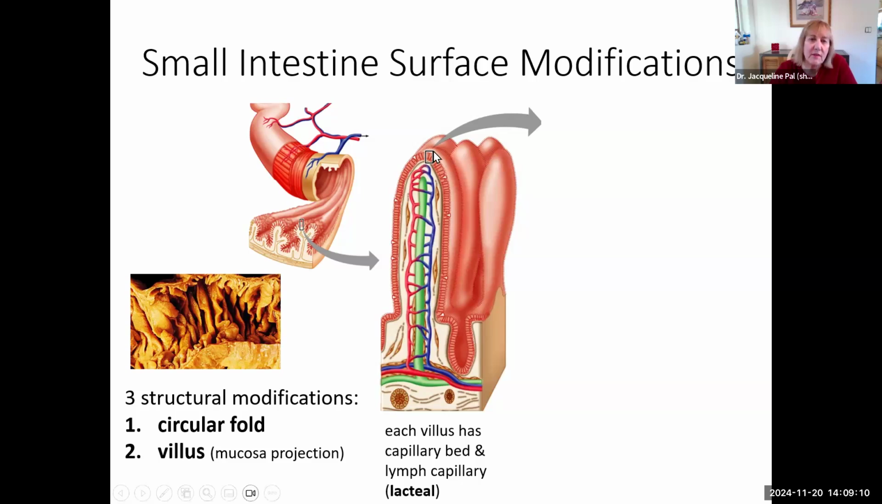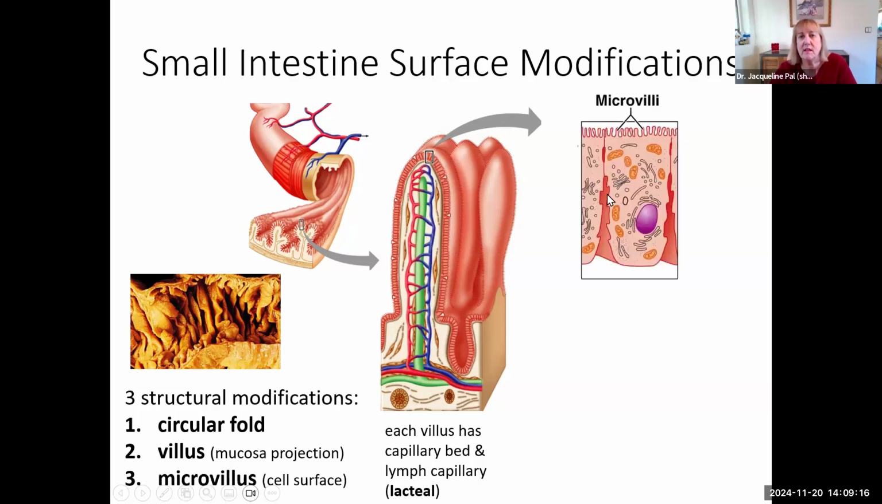To see the third modification, we actually need to take a look at an epithelial cell itself. Let's look at one of those columnar cells, and we have a modification we've talked about many times before, and that is microvilli. When we learned about microvilli on the cell surface, we talked about how they're there when cells are going to be either absorbing or secreting. Well, that's exactly what these cells are going to be doing, absorbing and secreting.